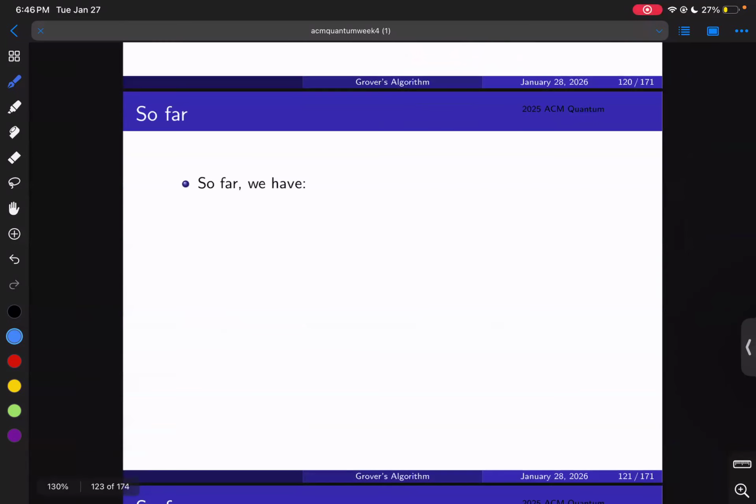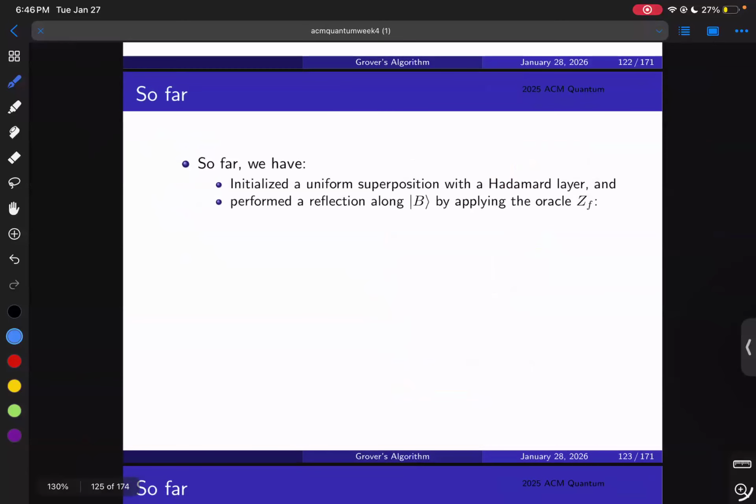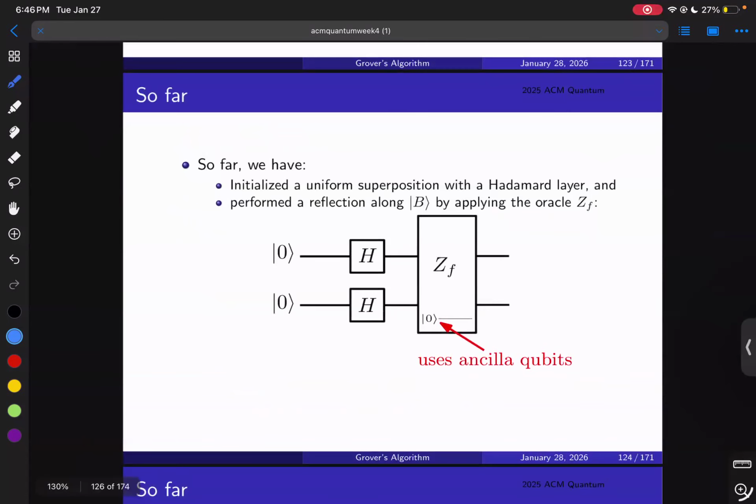Okay. So that was kind of a tangent, but so far we have initialized the uniform superposition by just applying a Hadamard layer and done a reflection across the B-axis by just applying the oracle ZF. So here's just that in a circuit. You start with all zeros, you apply a Hadamard layer, and then you apply the oracle ZF. The ZF will use some ancilla qubits, but we don't have to worry about those. So that's just the big picture.